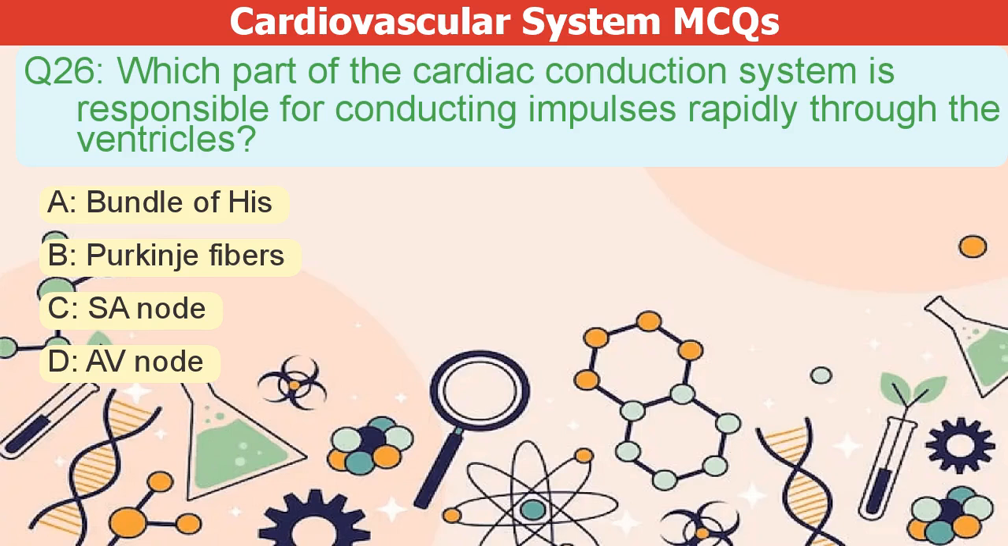Which part of the cardiac conduction system is responsible for conducting impulses rapidly through the ventricles? A. Bundle of His. B. Purkinje fibers. C. SA node. D. AV node.